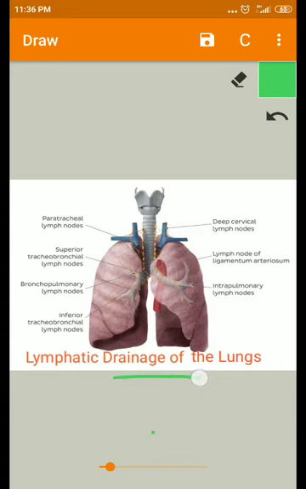The lymphatic drainage of the lungs is done by two sets of lymphatics, both of which drain into bronchopulmonary lymph nodes. There are different kinds of lymph nodes associated around the lung, but the lymphatics from the lungs finally drain into bronchopulmonary lymph nodes. As we know, these bronchopulmonary lymph nodes are present near the hilum of each root of the lung. These two sets are the superficial set and the deep set.